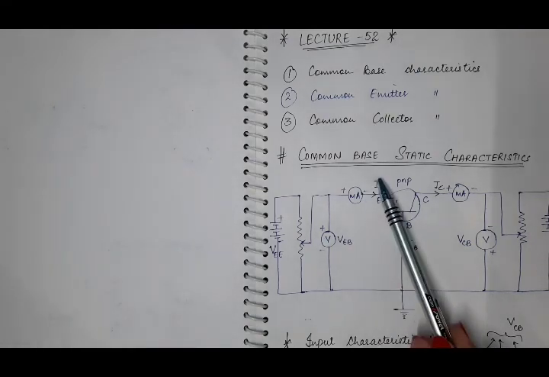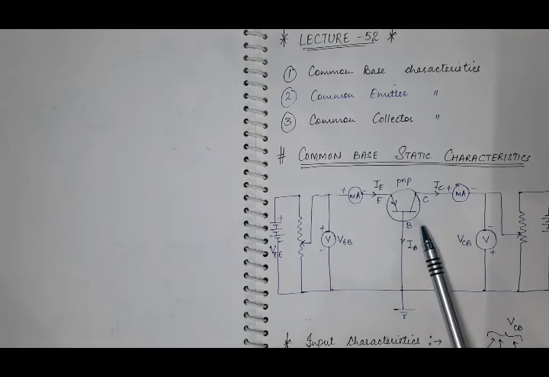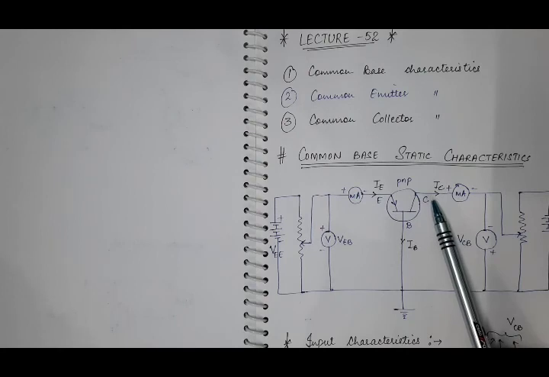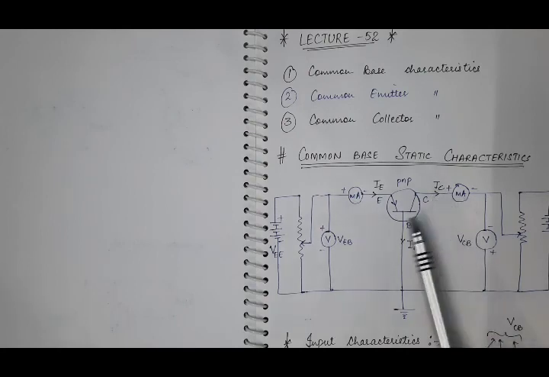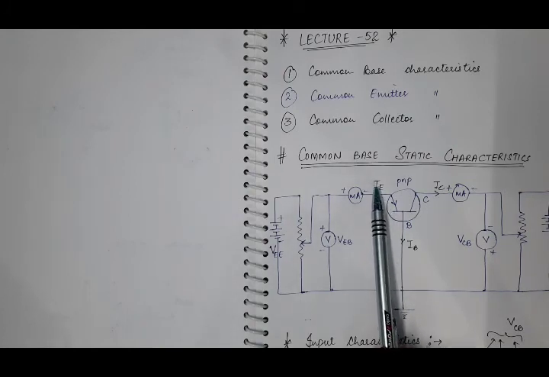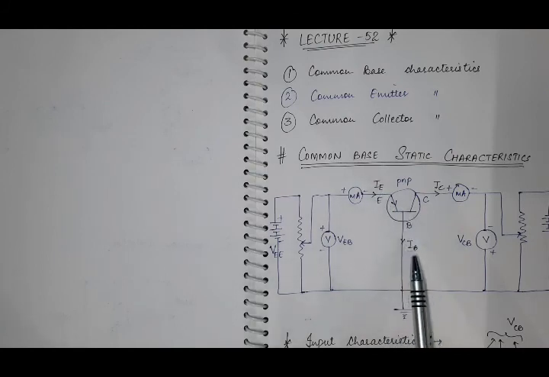So in case of common base characteristics, we have considered a PNP transistor. This is the circuit symbol of PNP transistor, where this terminal is emitter, this base terminal is common between the emitter and collector and it is grounded, and this one is collector terminal. We know that in the symbol of PNP transistor, this arrow points from emitter towards the base and it tells us about the direction of conventional current. So IE is the emitter current, IB is the base current and IC is the collector current.